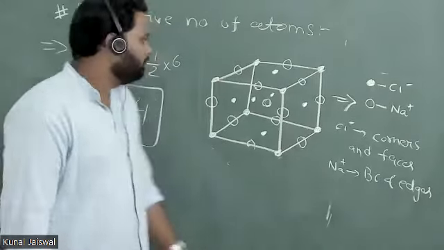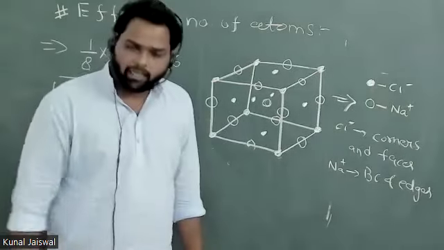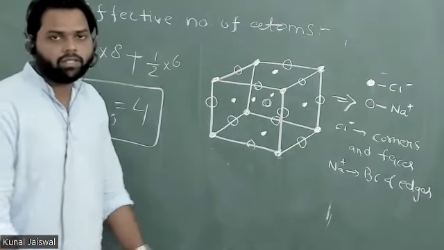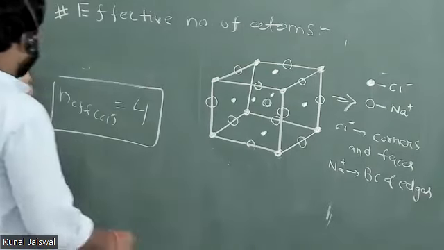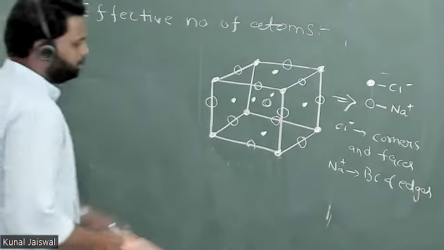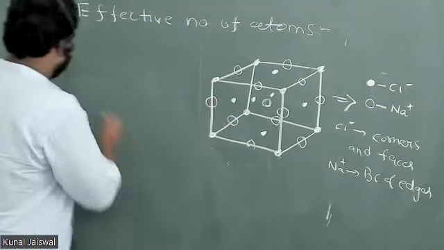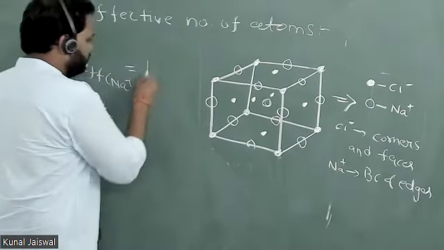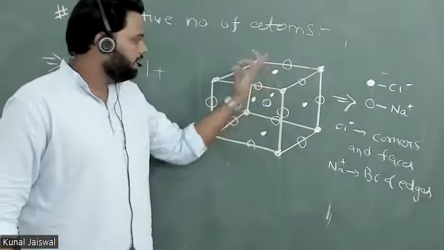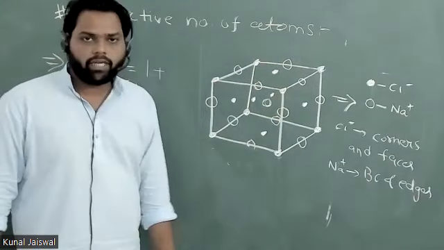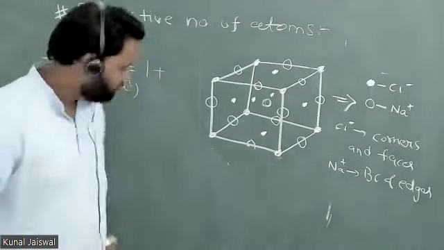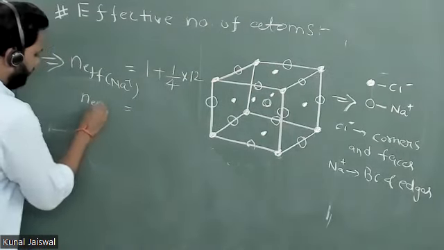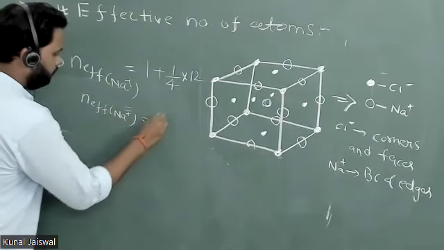Now, can anyone tell what will be the effective number of sodium atoms? I mean, sodium ions. If it is 4 for chlorine, it should be the same for sodium. How? There are 12 atoms at the edges and 1 at the center. Yes, exactly. If we talk about Na plus, there is 1 ion at the body center, so simply write 1, plus the ions at the edges. How many edges are there in a cube? 12. And one edge is shared by how many cubes? Four cubes. That is 1 by 4 multiplied by 12. So when you solve this, N effective of Na plus will be equal to 4.